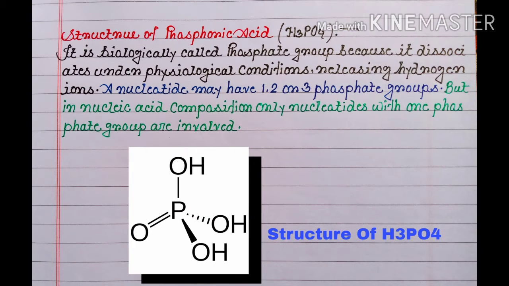Now look at the structure of phosphoric acid or H3PO4. It is biologically called phosphate group because it dissociates under physiological conditions, releasing hydrogen ions. A nucleotide may have 1, 2, or 3 phosphate groups, but in nucleic acid composition, only nucleotides with 1 phosphate group are involved.